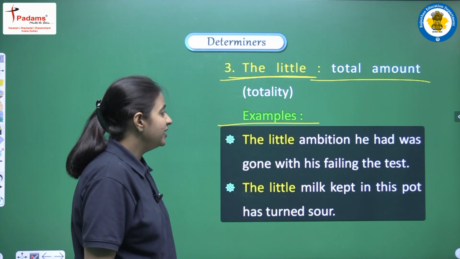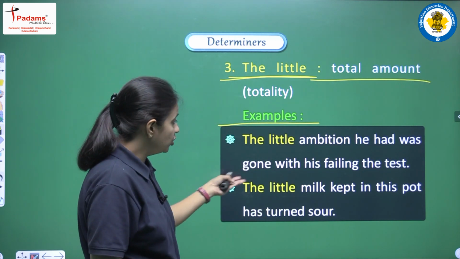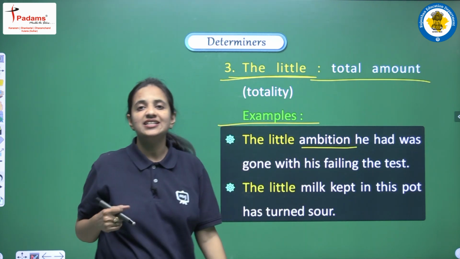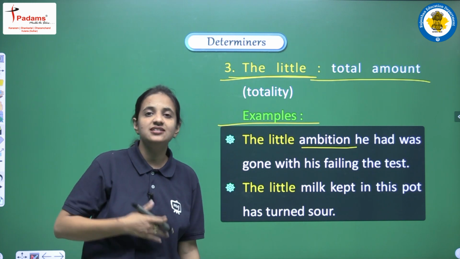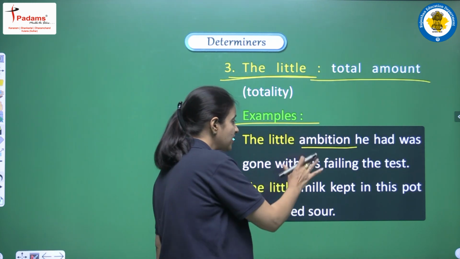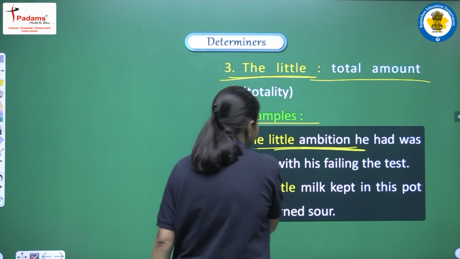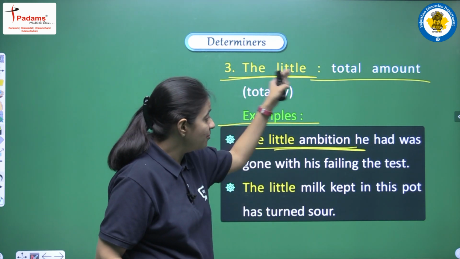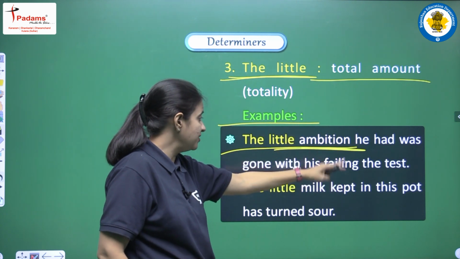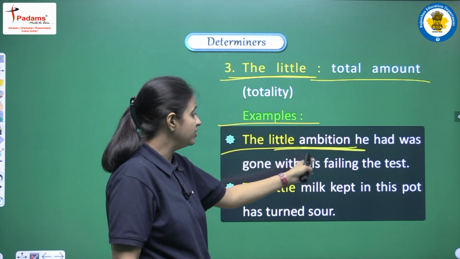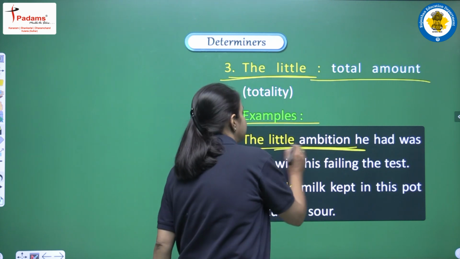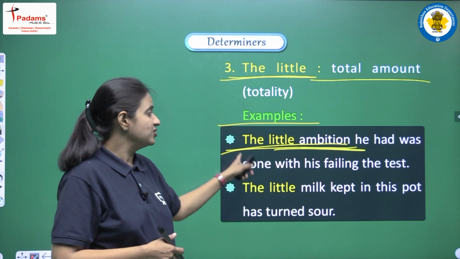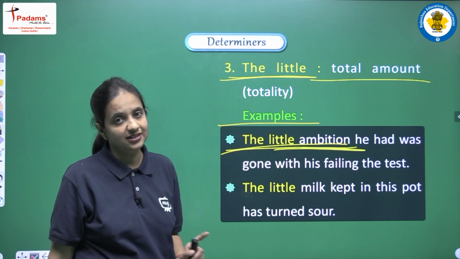The little ambition he had was gone with his failing the test. So here we are having ambition as a noun. Ambition is an uncountable noun, and here we are talking about all the ambition that he was having. Here we are talking about the totality, the total amount of ambition that he was having. So that ambition was gone with his failing the test, and this is the reason we are talking about totality, the total amount. We are using the little here as a determiner.